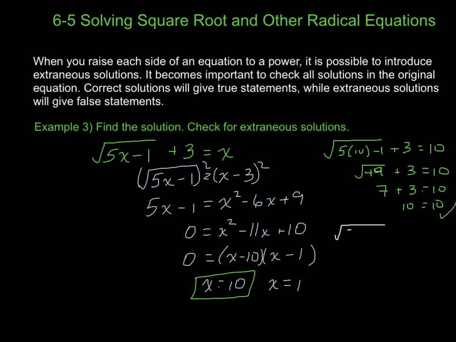So the square root of 5 times 1 minus 1, plus 3, again, should equal 1 this time. So 5 times 1 is going to give us 5. 5 minus 1 is 4. The square root of 4 is 2. And 2 plus 3 is going to give us 5. 5 does not equal 1, so 1 is not a true solution. x equals 1 would be extraneous.